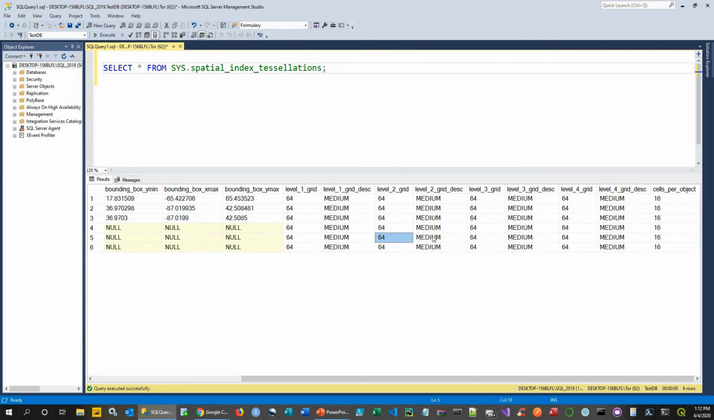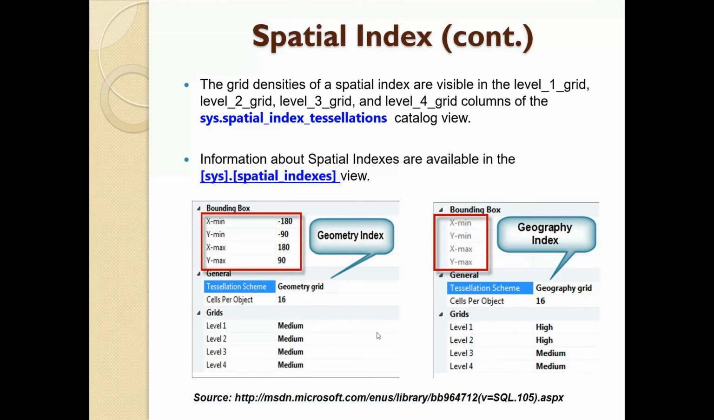And then level 2 was a medium, 64 cells. Level 3, medium, 64 cells. And finally, level 4, I should be reading this column, not this column, is also 64. So you can see each one of these levels has 64 cells in it. And that's how you can find out the granularity of the spatial index.